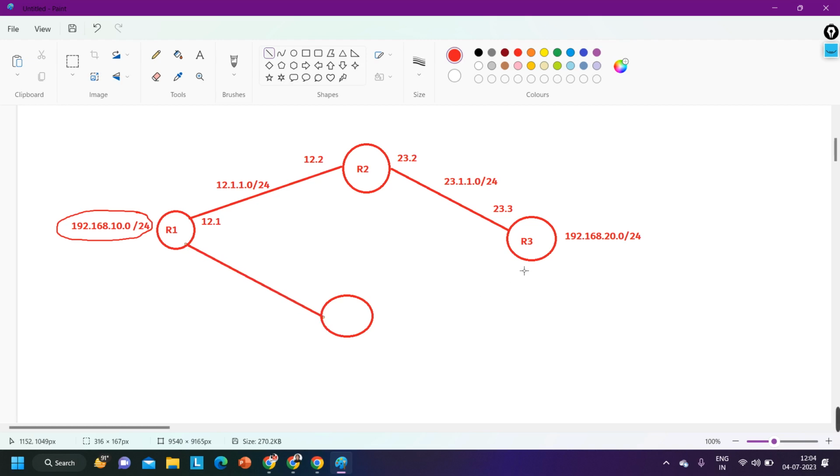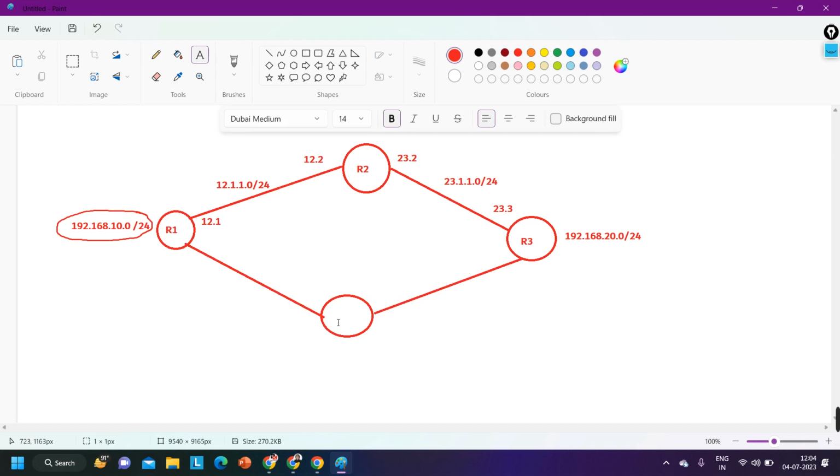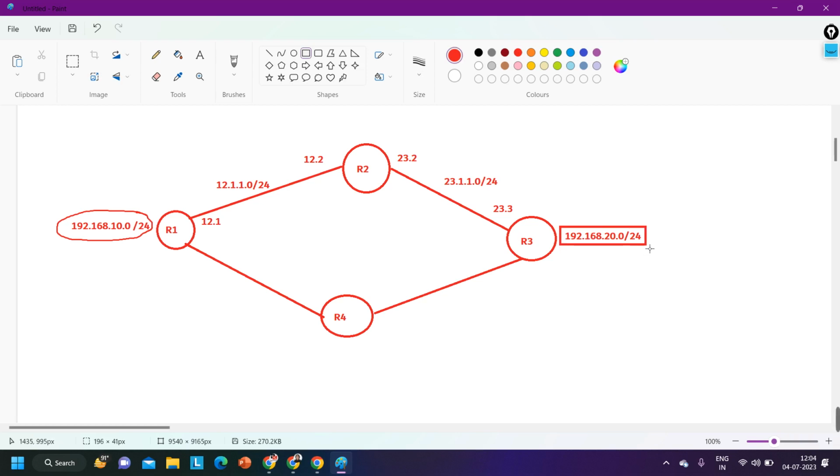Now this time, tell me, router 1 will learn 192.168.20.0, which is connected on router 3. Let me elaborate my question. I'm talking about this network. Router 1 will learn this network from how many sides? From two sides, definitely. Router 2 will share it to router 1, and router 4 will also share it to router 1. Yes or no?